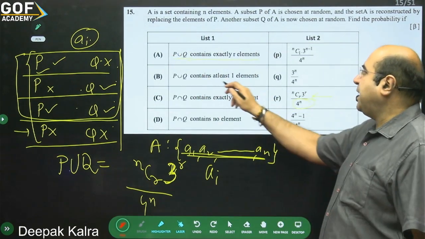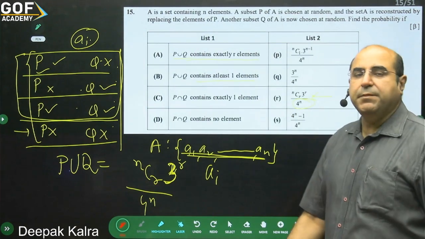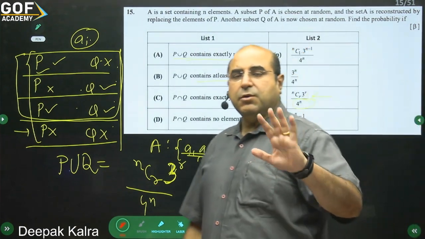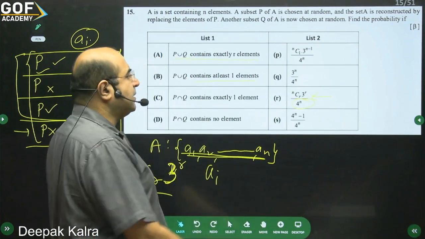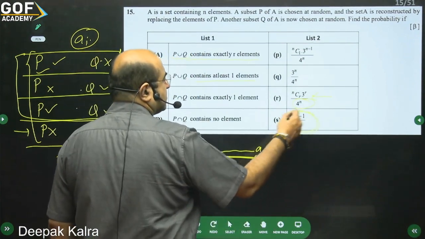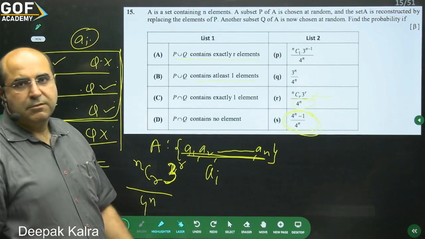Second is at least one element, which means total possible minus no element. I think the answer is pretty clear, isn't it?